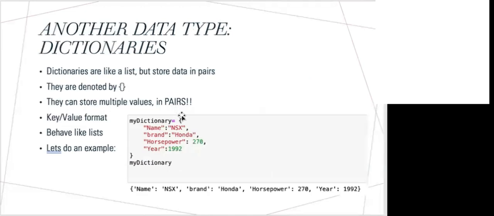So let's get into our final data type for this video. Our final type will be dictionaries. Dictionaries are like lists, but they store data in pairs instead of just having one individual data value. They're denoted by these curly braces. They can store multiple values in pairs. They have a key value format, where on the left side is the key, what you call that value by, or you would write the key to call a specific value, and the value is what's on the right side.